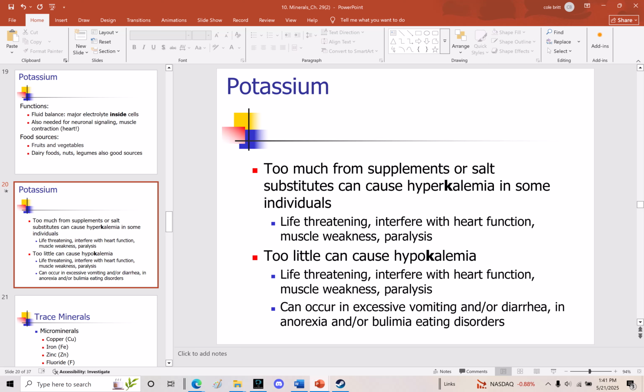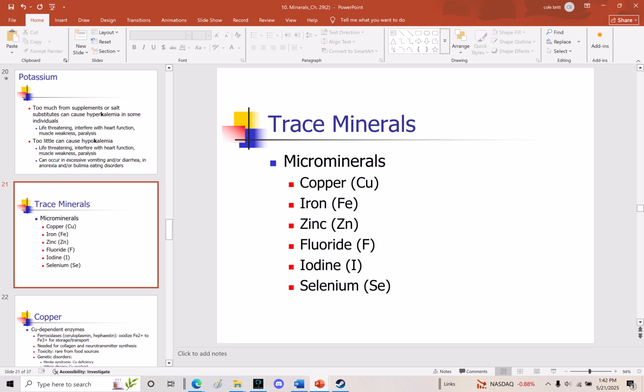Hyper or hypokalemia. All right, we're going to move on to these guys. Those were your major ones. Micro, we're not talking about all of them, but we're going to give you the gist, the big picture of these guys: functions, toxicities, and deficiencies.